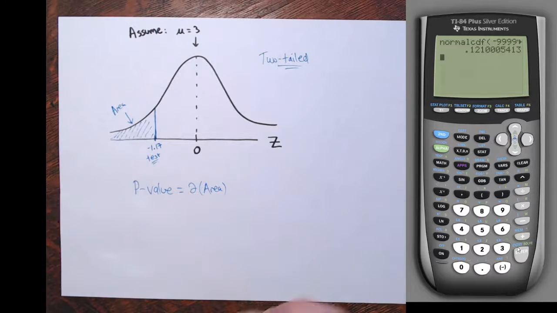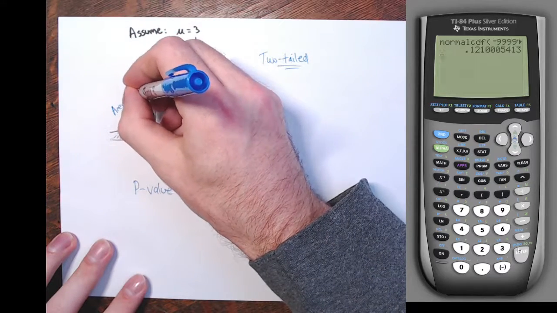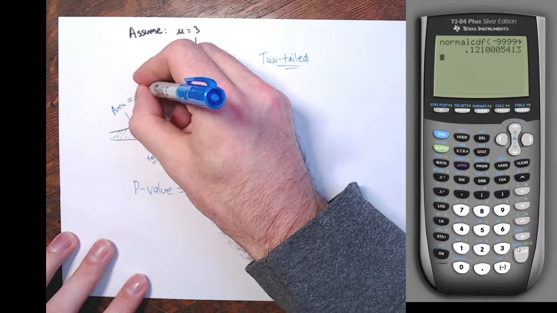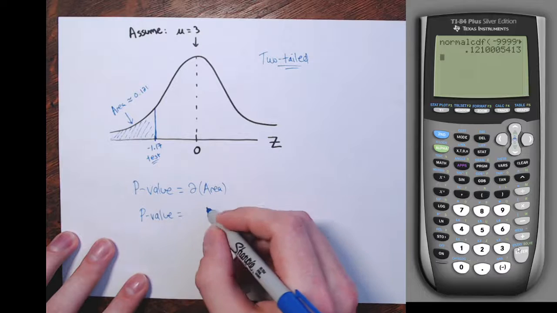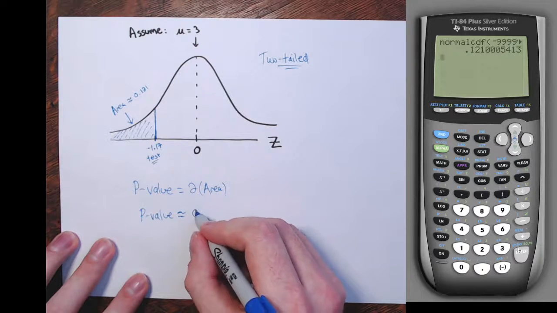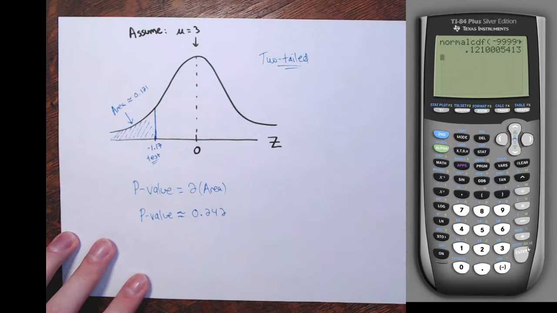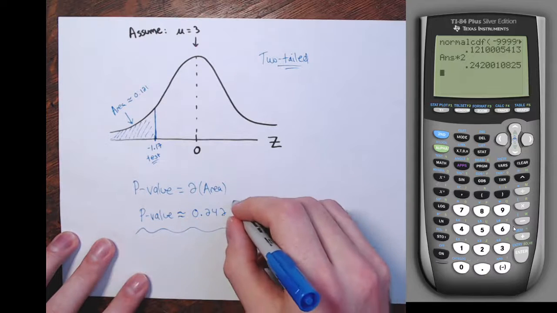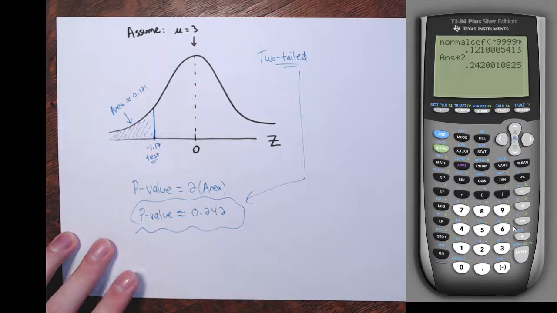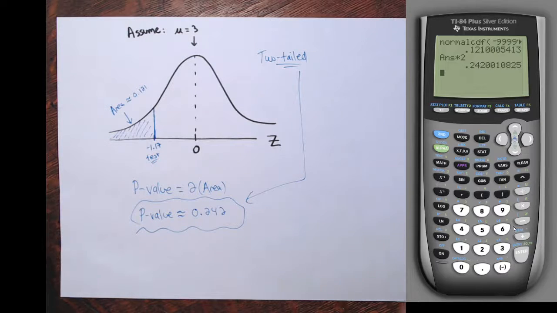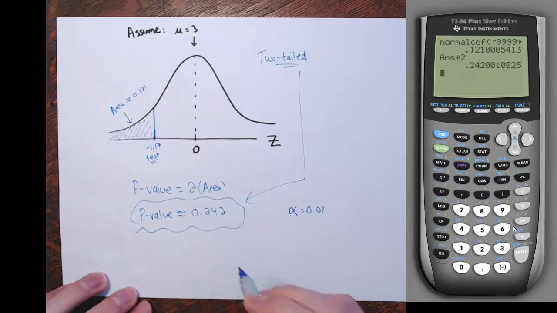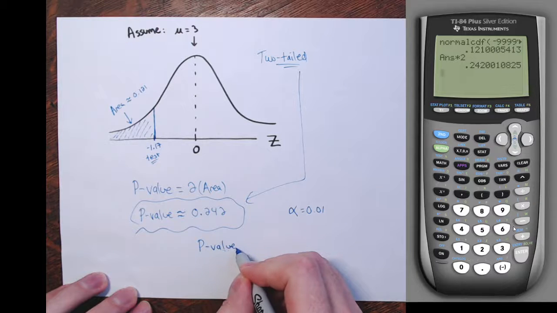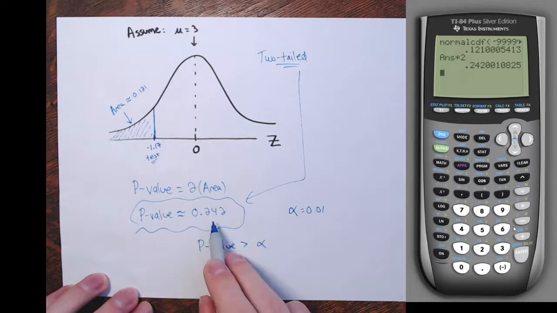So this area is approximately 0.121, a little over 12%. So the p-value for our test statistic is approximately double that, so approximately 0.242. I'll just go times 2 here for the p-value. Again, the only reason I'm doubling this area is because it's a two-tailed test. Now, compare this to alpha. The significance level was 0.01 for this particular test. The p-value is definitely bigger than alpha. 24%, definitely bigger than 1%.